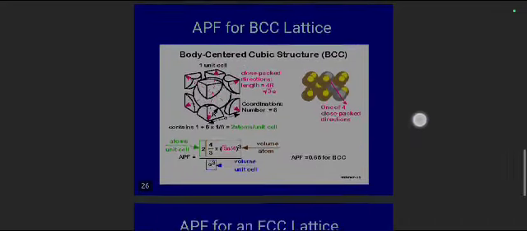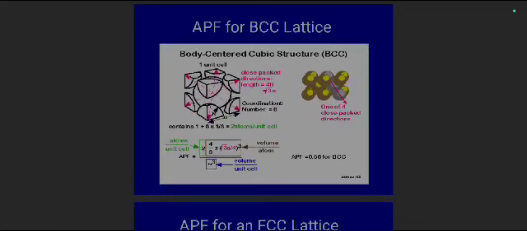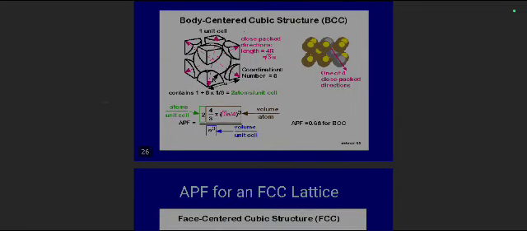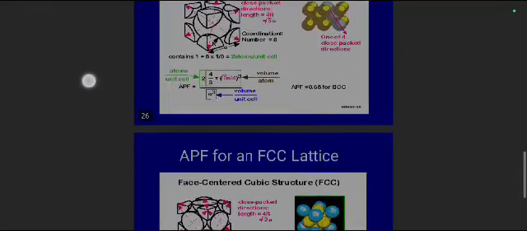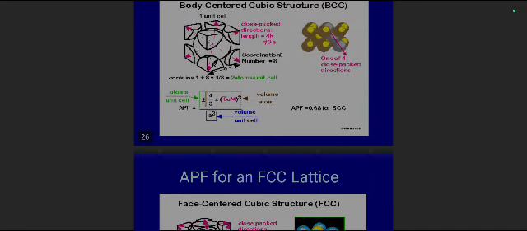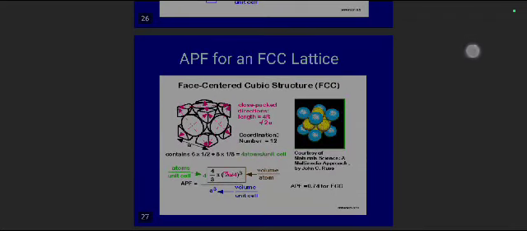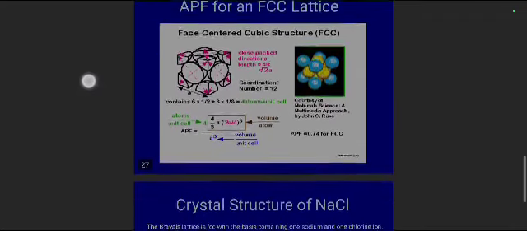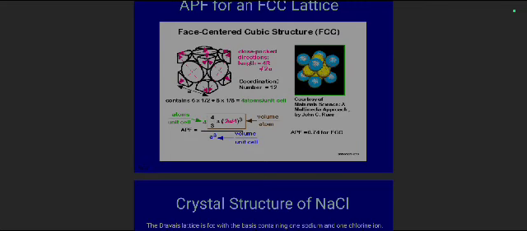APF for BCC lattice, body centered cubic structure. Unit cell close packed directions. Length is equal to 4r by root 3 a. Contains 1 plus 8 into 1 by 8 is equal to 2 atoms per unit cell. One of 4 close packed directions. APF for an FCC lattice, face centered cubic structure.